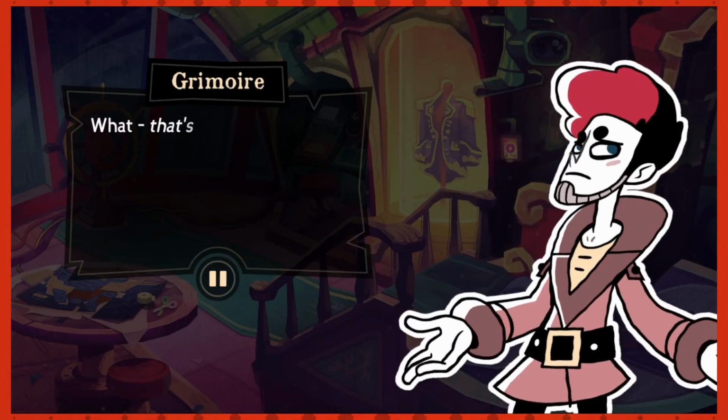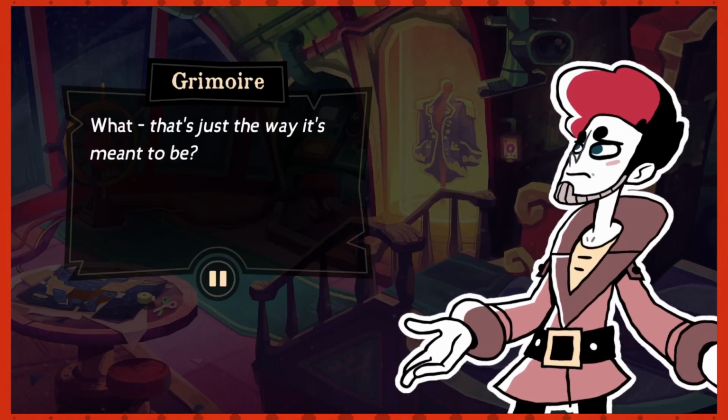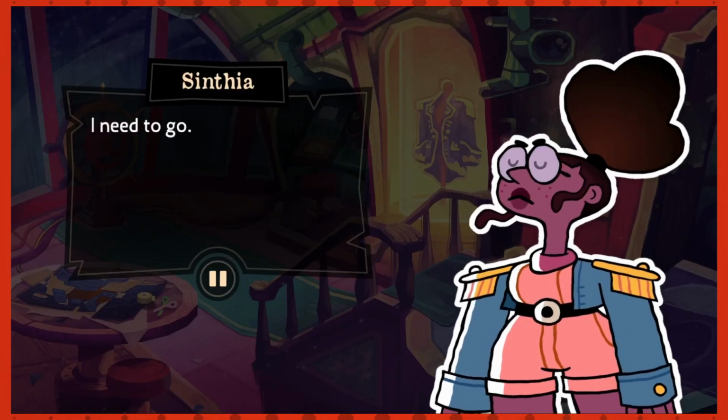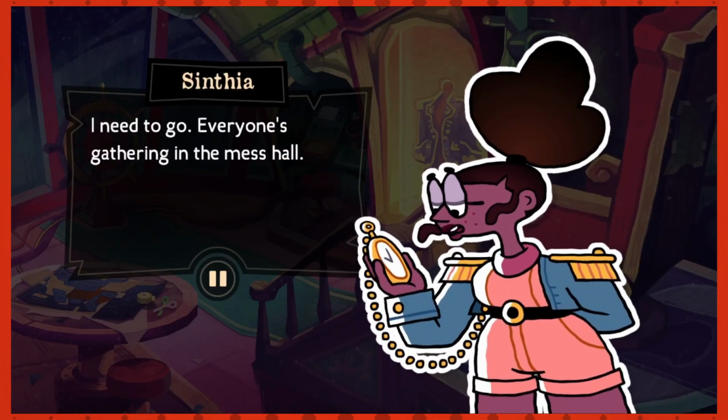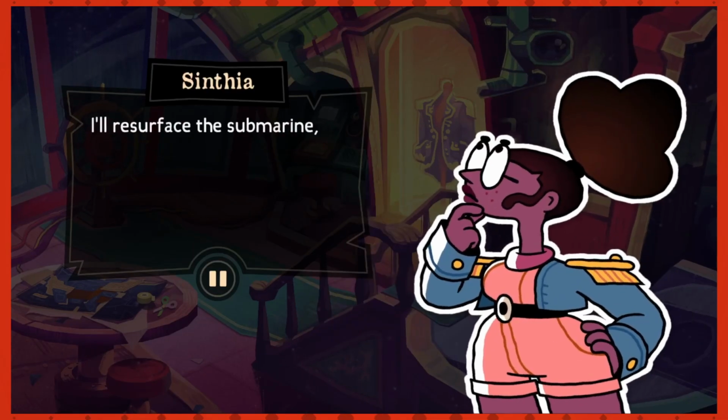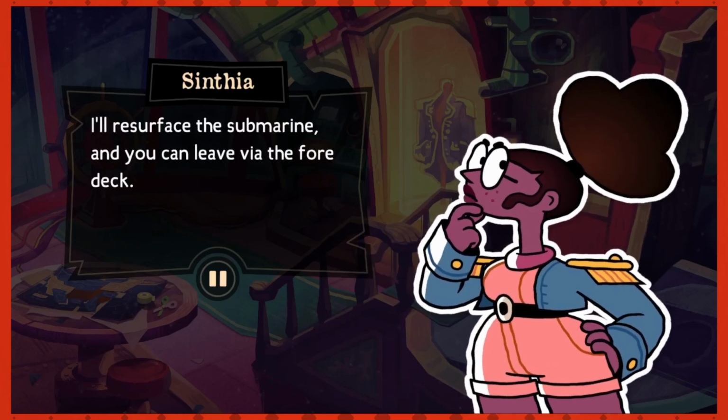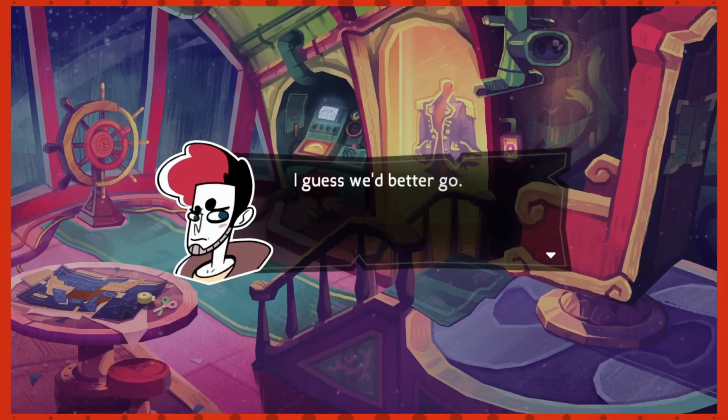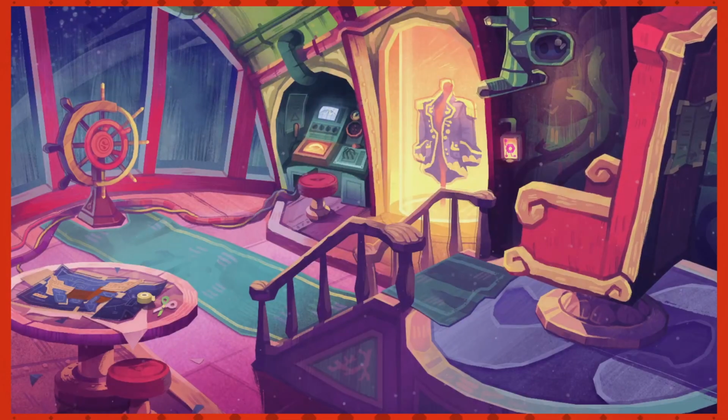Maybe... What? That's just the way it's meant to be? I need to go. Everyone's gathering in the mess hall. I'll resurface the submarine, and you can leave via the foredeck. I guess we'd better go. That's not how this is gonna turn out. Something big is about to happen.